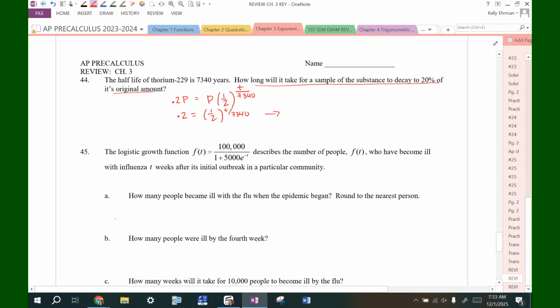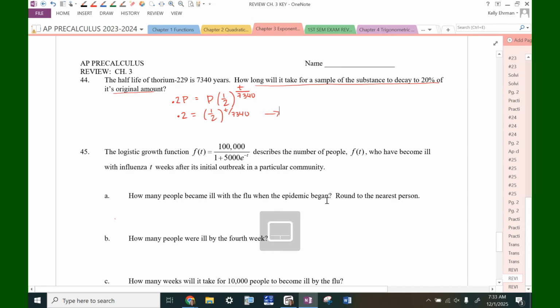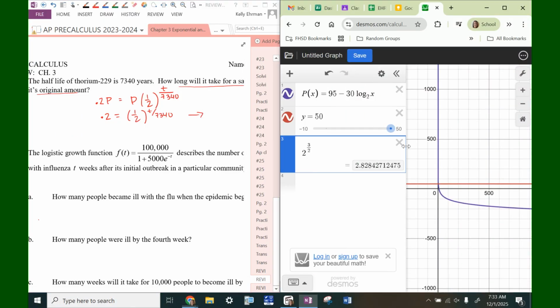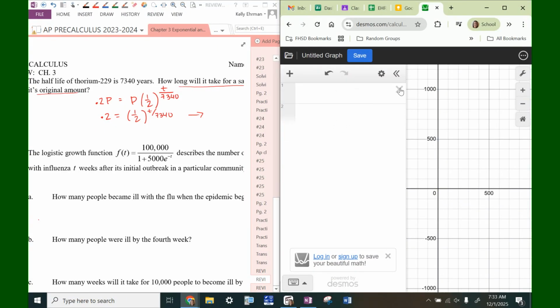Again, I can solve by graphing. The t will probably be pretty large on this one, so this one might be hard to solve by graphing. Let's take a look. Sometimes you get so zoomed out that it's hard to see in Desmos where the intersection point is. So y equals 0.2 and y equals 1/2 to the t over 7,340.